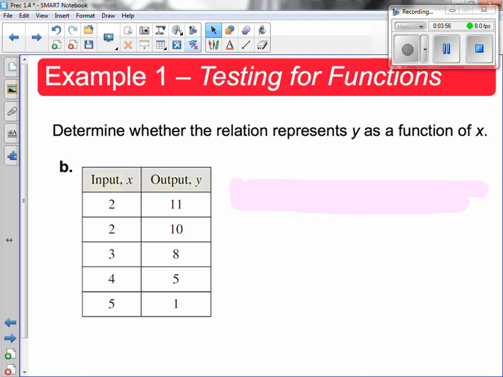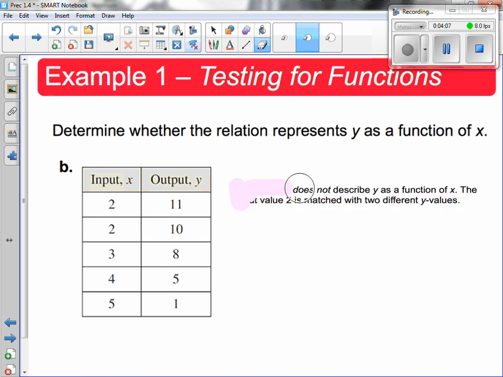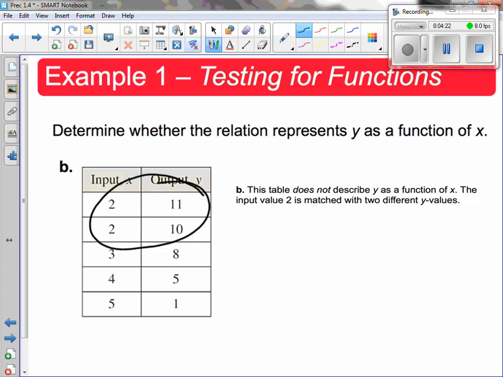Determine whether this is a function. So 2 to 11, 2 to 10, 3 to 8, 4 to 5, 5 to 1. What do we say? This does not describe y as a function of x because the input value of 2 is matched with 2 different y values. This right here makes it not a function. As if we looked at this as a graph, it does not pass the vertical line test.